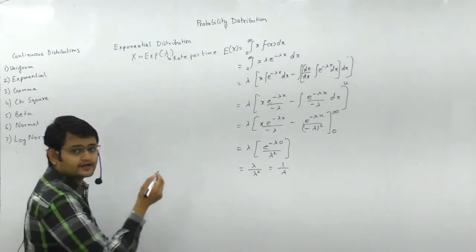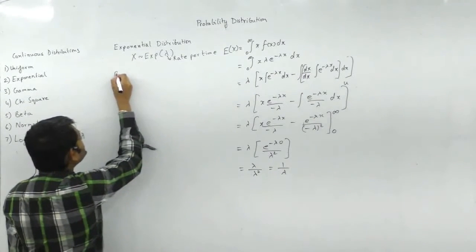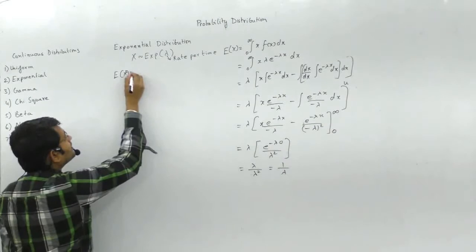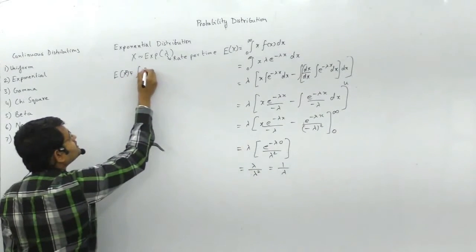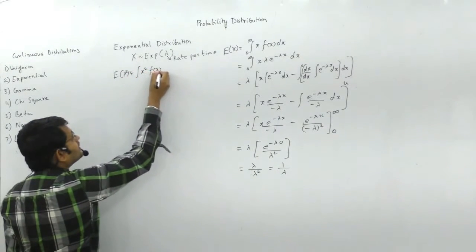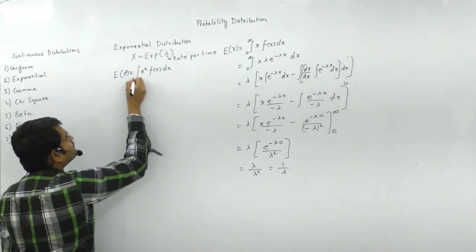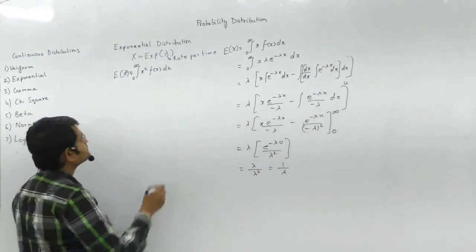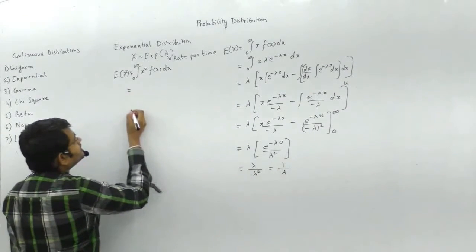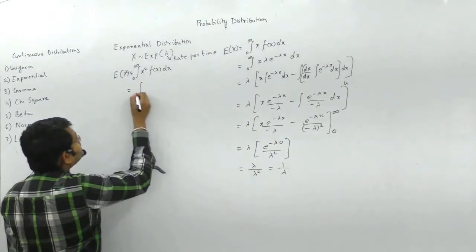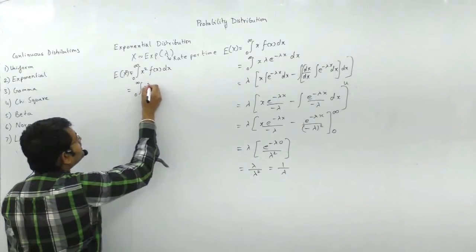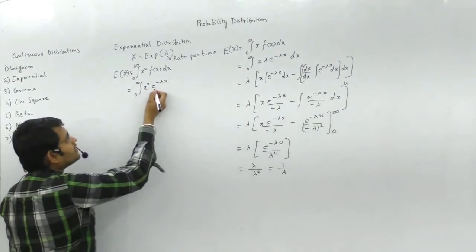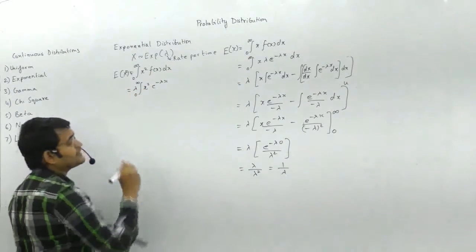Let's find the expected value of x square. So E of x square is nothing but the integration of x square f(x) dx for values between 0 to infinity. That is going to be nothing but the integration from 0 to infinity of x square e raised to minus lambda x. I am taking lambda out, since it is common in our f(x), so I get lambda outside.